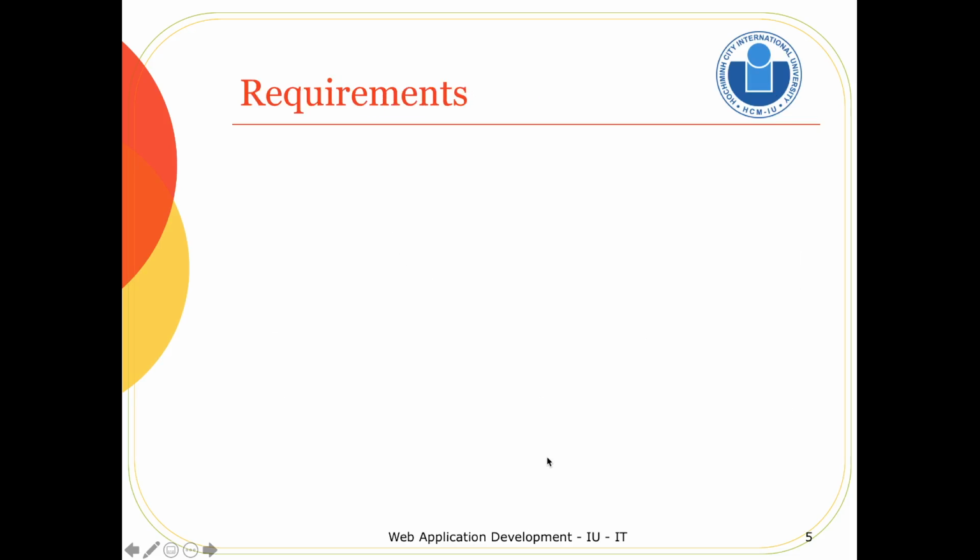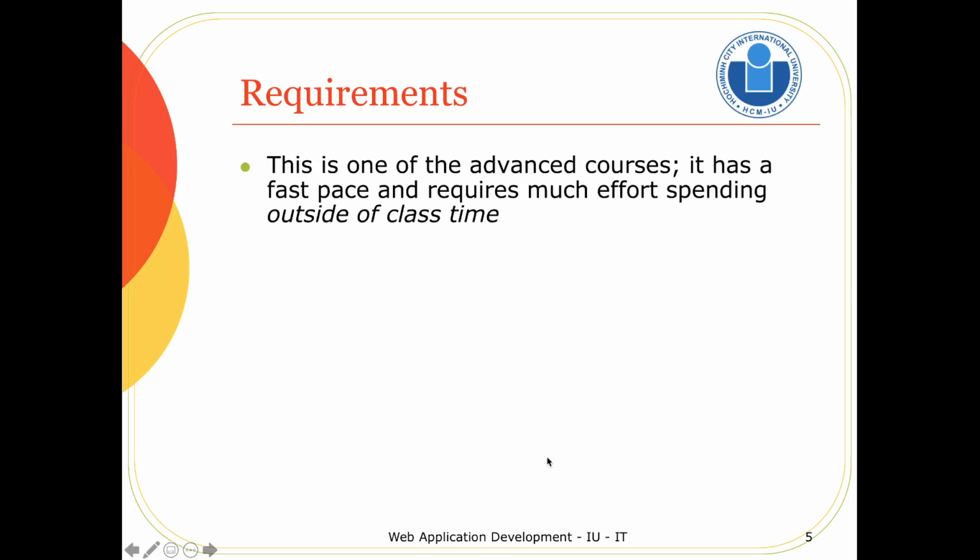And there are some requirements for you when you study in this course. The first is that it is one of the advanced courses. It has a fast pace and requires much effort spent outside of class time. It means that when you study this course, it's harder compared to some other courses. For example, normally for a core course in computer science or IT, you only have 8 lab sessions, right? But in this course you have 12 sessions because the lab work is hard.